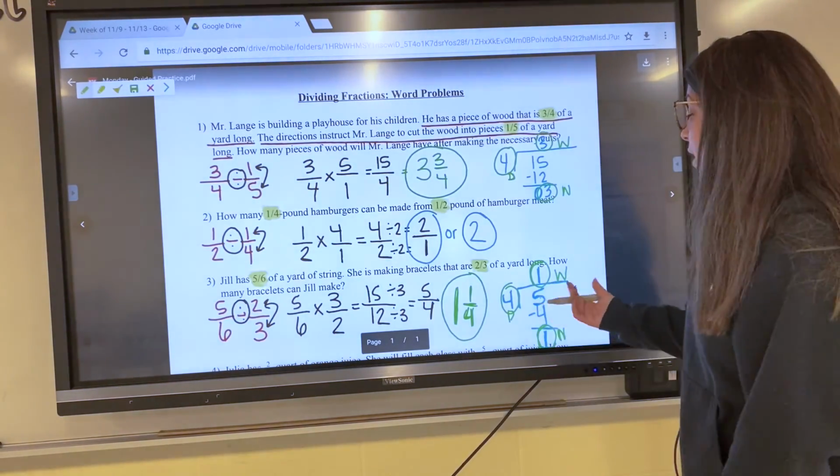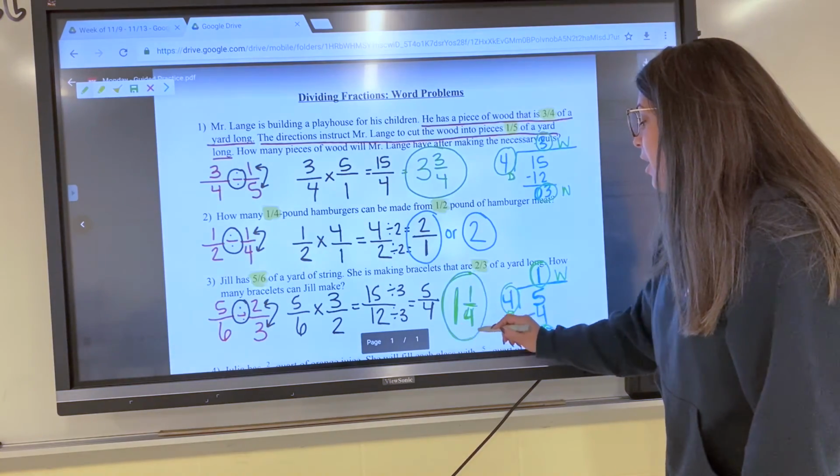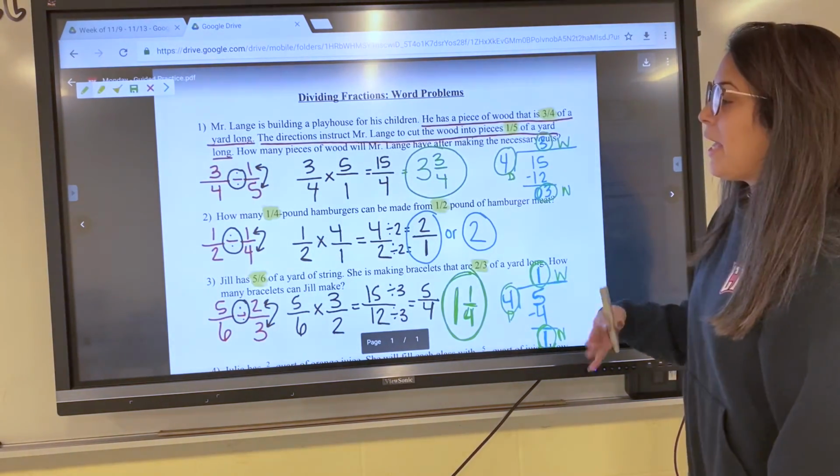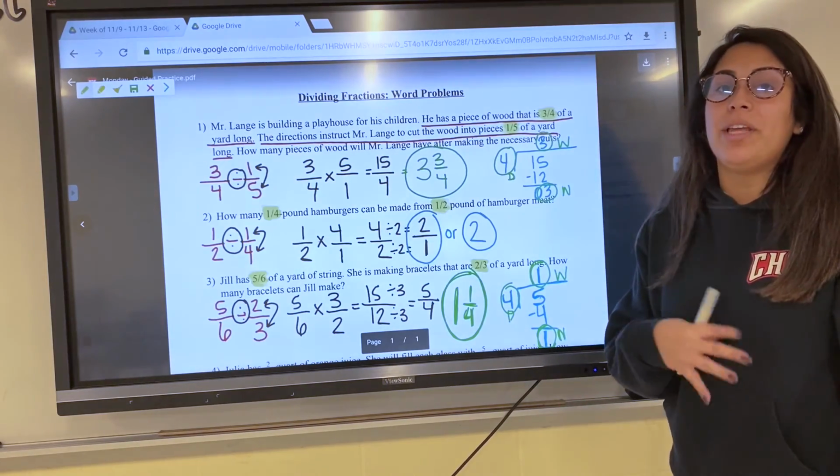Once we've created our mixed number, we are done. Once we have written it down, we are done. So our answer is 1 1/4. So she can make 1 1/4 of a bracelet.